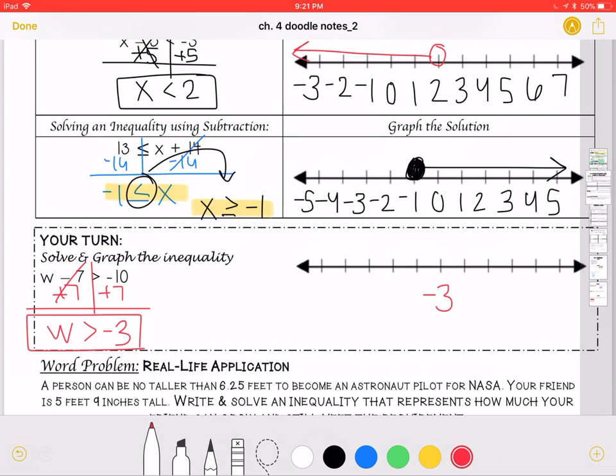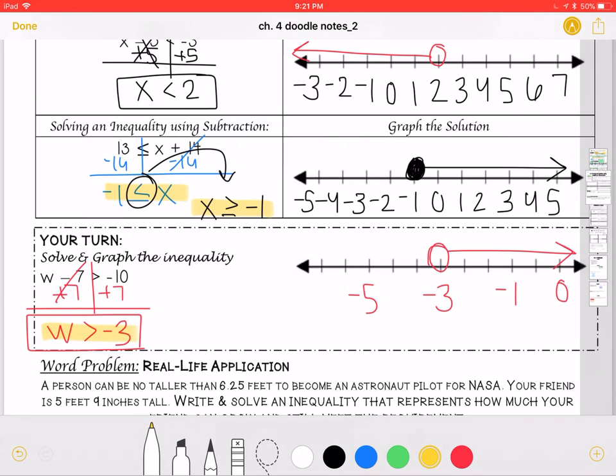Hopefully, maybe you labeled this. I might jump a few and just label a few here. Maybe 0 will be all the way over there. You could have labeled every one. You could have kind of jumped around a little. But negative 3 should be somewhere in the middle. You should have an open circle at negative 3 with your arrow to the right, because this reads w is greater than negative 3. So numbers greater than negative 3 are to the right.